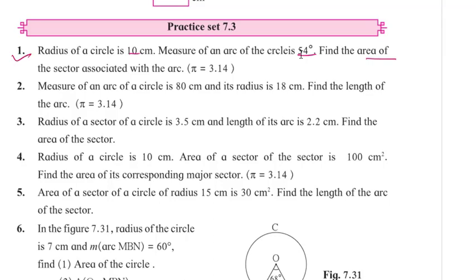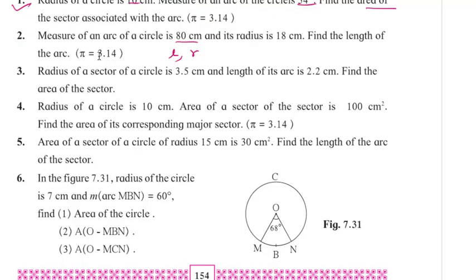Second is measure of an arc of circle is 80 centimeter and its radius is 18 centimeter. So this is L, length is given, radius r is given. Find the length of arc. What is given? Measure of an arc of circle is 80 centimeter and its radius is 18 centimeter. Find length of arc.